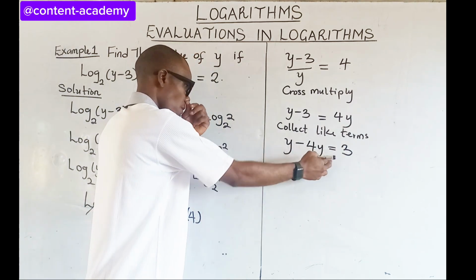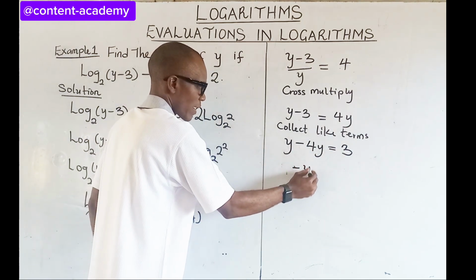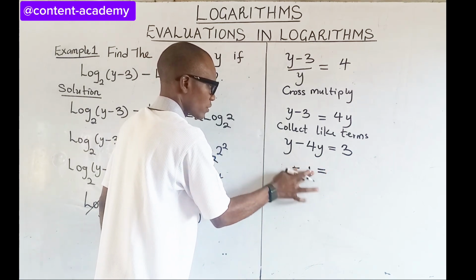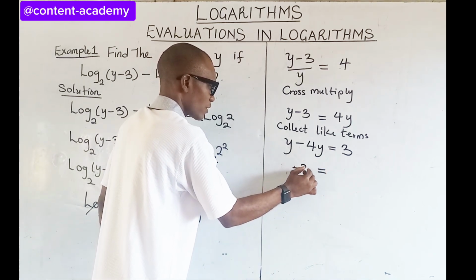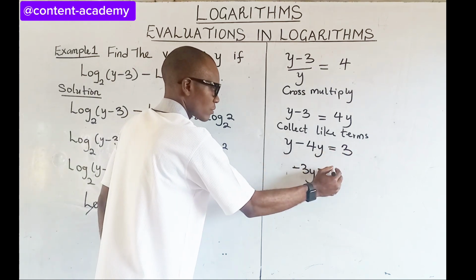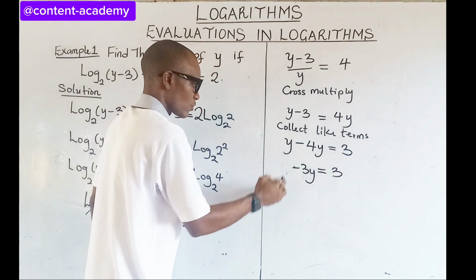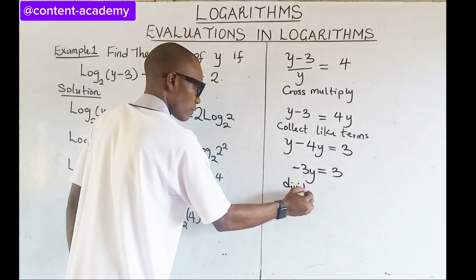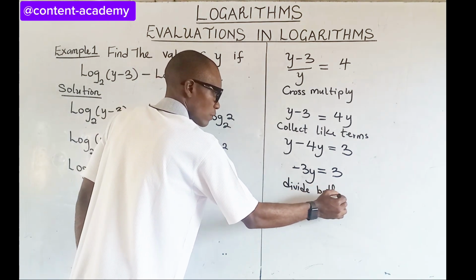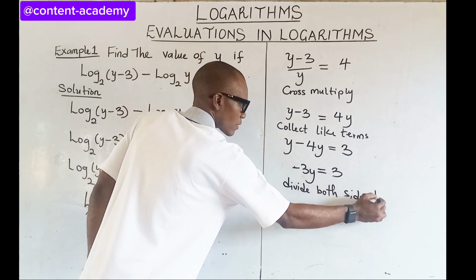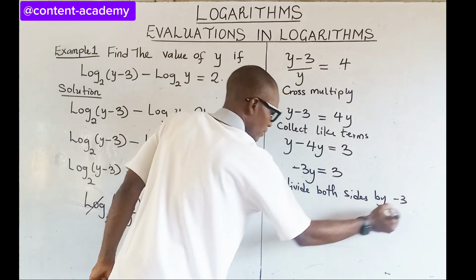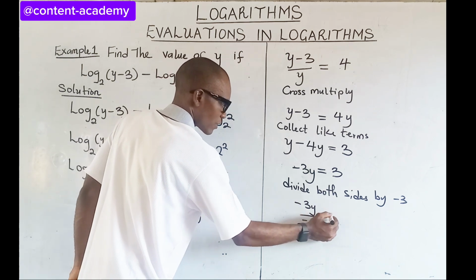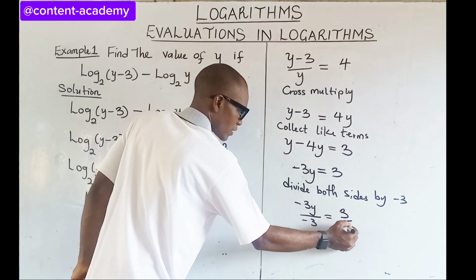So y minus 4y will give us minus y, which is equal to, will give us minus 3y, which is equal to 3. So for us to make y the subject, we say divide both sides by negative 3. So we have negative 3y all over negative 3 is equal to 3 all over negative 3.